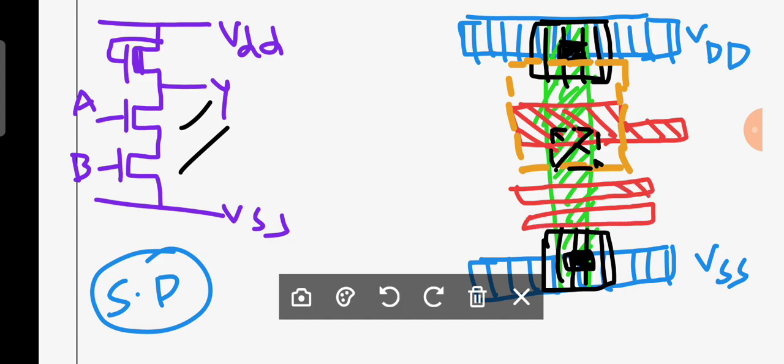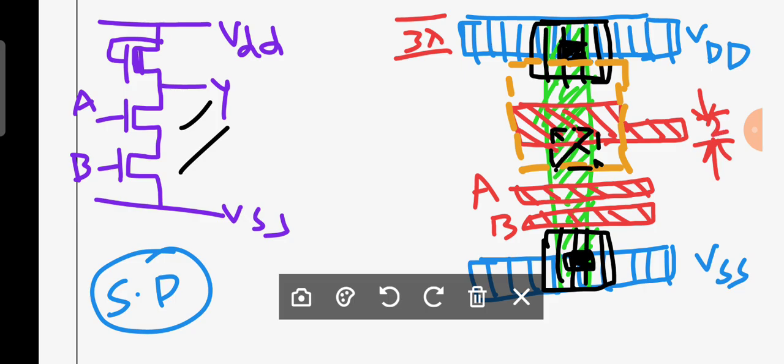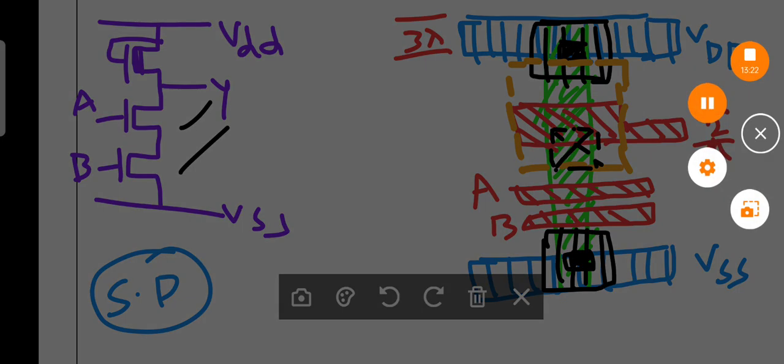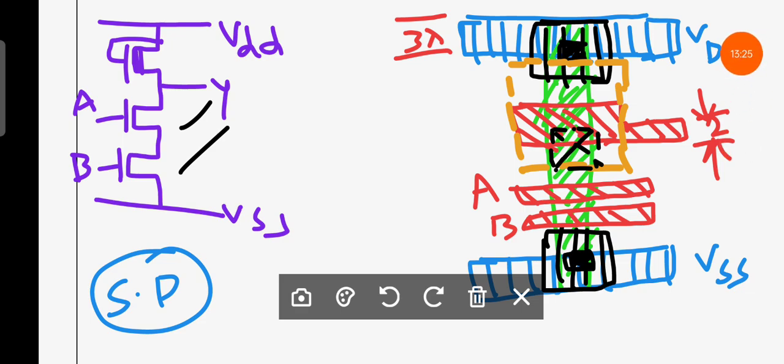That means 2 polysilicons. This is A, this is B. Now you have to apply the rules. What are the rules? This is what? 3 lambda. Okay, this is polysilicon. This is 2 lambda. And these also what?